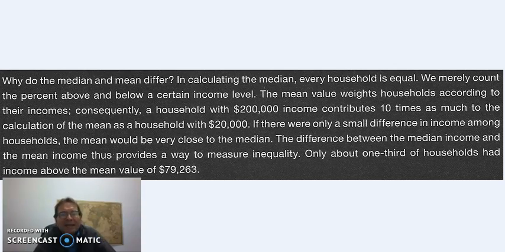Why do the mean and median differ? In calculating the median, every household is equal. We merely count the percent above and below a certain income level. The mean value weights households according to their incomes. Consequently, a household with a $200,000 income contributes 10 times as much to the calculation of the mean as a household with $20,000. If there were only a small difference in income among households, the mean would be very close to the median. The difference between the median income and the mean income thus provides a way to measure inequality. Only about 1/3 of households had income above the mean value of $79,263. And liberals and conservatives, ladies and gentlemen, will look at this measure of inequality statistically much differently.